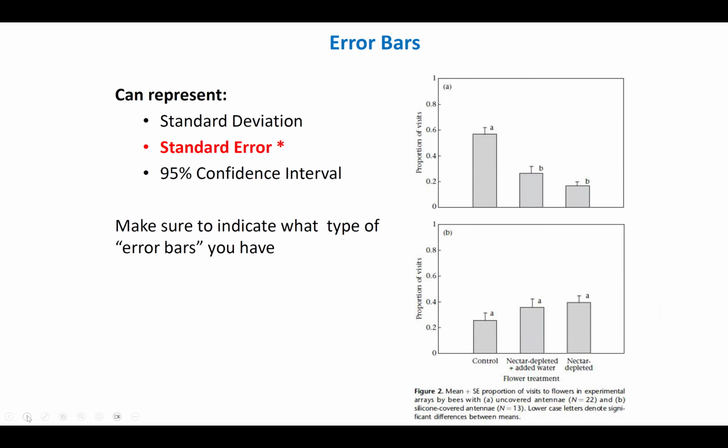Error bars represent either standard deviation or standard error. They can also represent the 95% confidence interval. Make sure you indicate whatever type of error bars you have. So see how it says down here in figure 2, mean plus SE. So that's standard error proportion. So you have to make sure you know which ones you're using, and it has to be labeled.